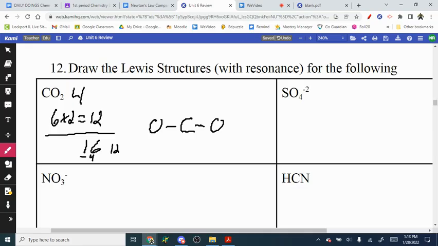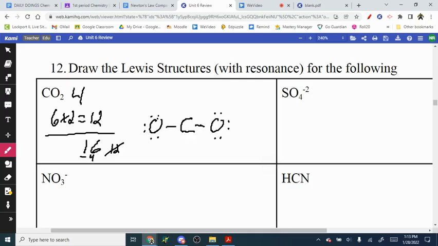So, why did that not work? There we go. 2, 4, 6, 8, 10, 12. Notice we distributed them to the outside. Okay. Now, we used all of our valence electrons. We have 0 left. So now we're going to check and make sure everything's happy. Oxygen's happy. It has 8 valence electrons around it. This oxygen's happy. It has 8 valence electrons around it. Carbon is not happy. It has 4 valence electrons around it.